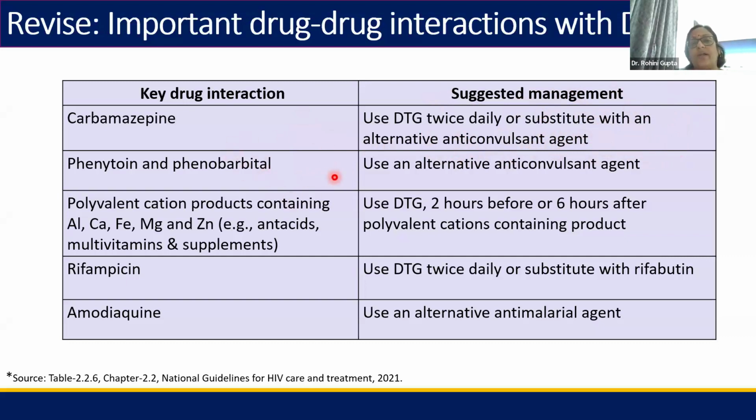Same thing is with phenytoin and phenobarbital. Children who are on these drugs need to be shifted to a different anticonvulsant. The interaction I told you with iron and multivitamins, I've already spoken about it. Interaction with rifampicin has already been spoken about.